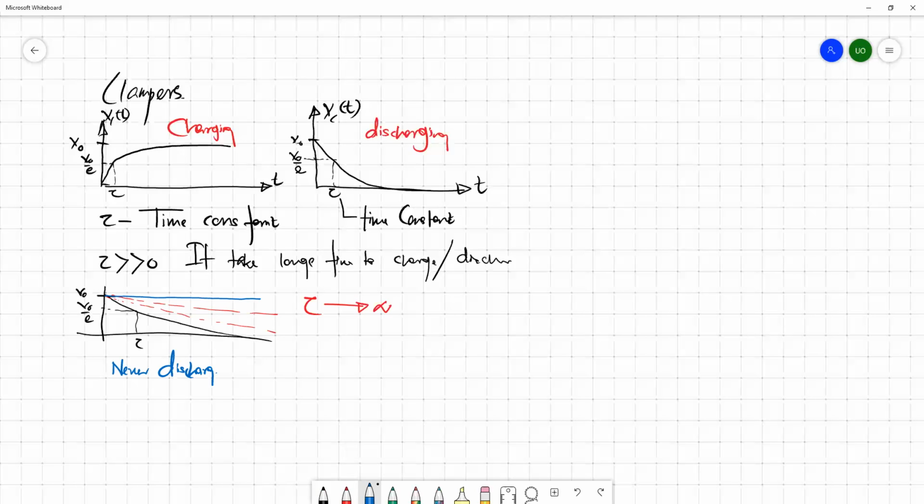When tau goes to infinity, this time simply moves to infinity. Then this discharging process takes infinite time to converge to zero. So for scenarios where the time constant is infinite, you don't see any discharging process. From that, we can argue that if tau is very high, no discharging happens.